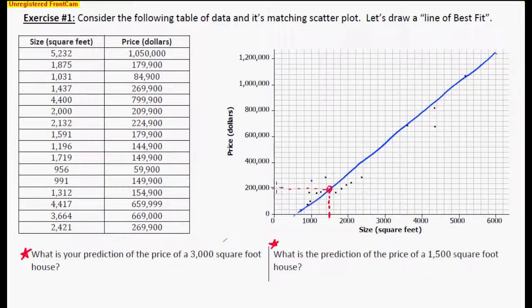Now, if your line of best fit is a little different, then you're going to get a little different answer. All right? It's all about drawing the best fit line as well as you can, and then matching up the coordinates here, or the data points. All right? So I would say that a 1,500 square foot house is going to cost you $200,000 if we're talking about houses. All right.